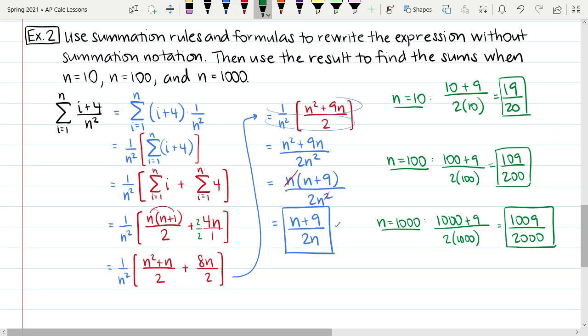All right, so these are summation rules and summation formulas. Like I said, how does this relate at all to approximating area? You're going to find that out in tomorrow's lesson. All right, good luck.